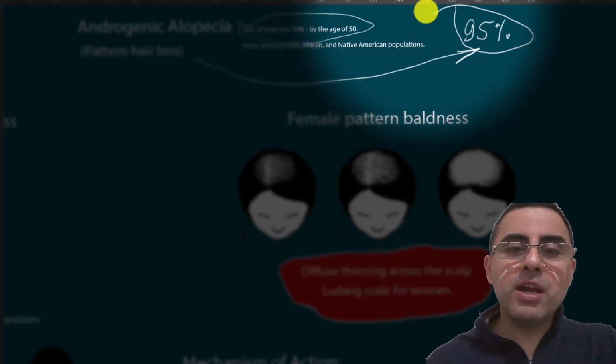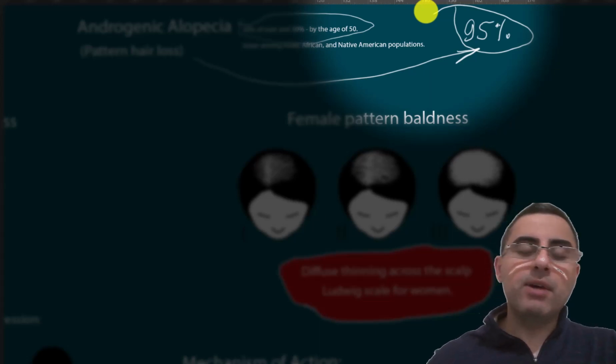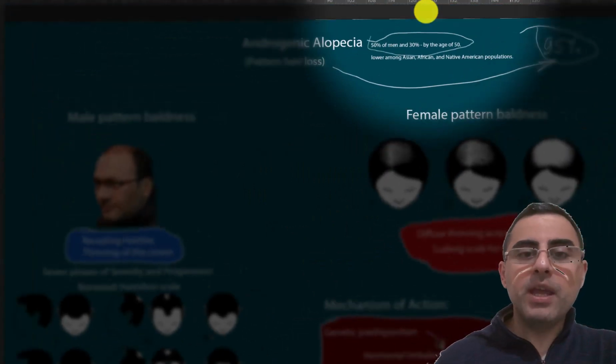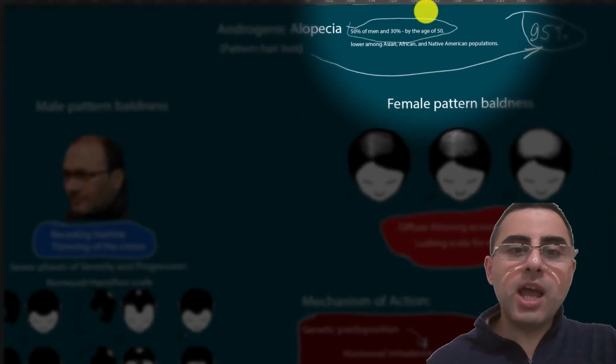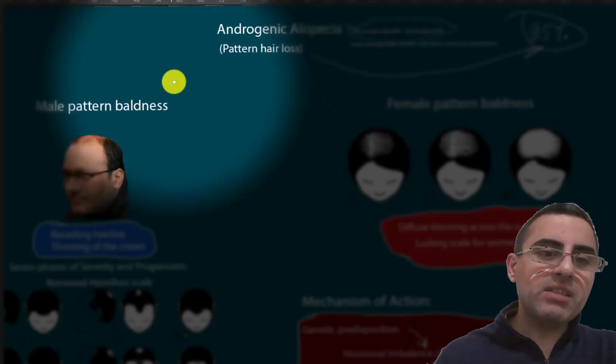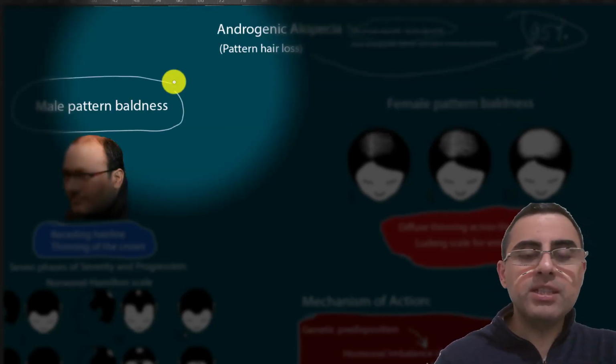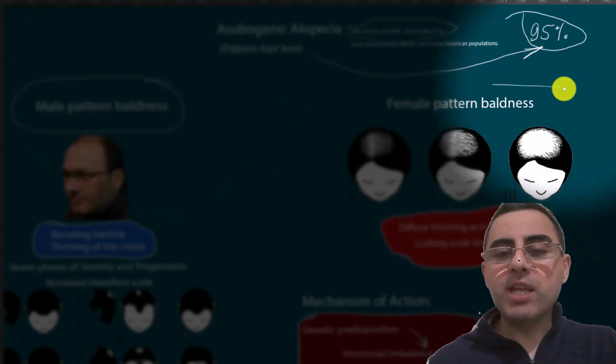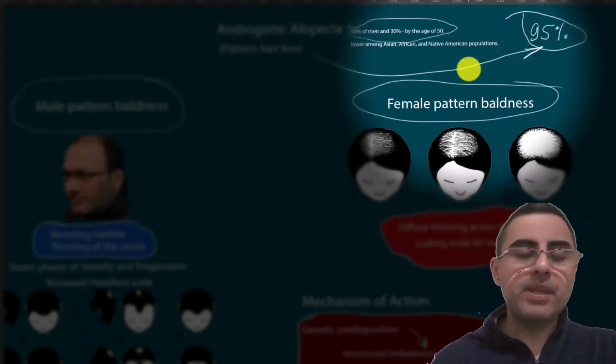Androgenic alopecia is more common among Caucasians and much less common among Asians, Africans, and Native American populations. Two most common types of androgenic alopecia exist. First is male pattern baldness, and second is female pattern baldness.